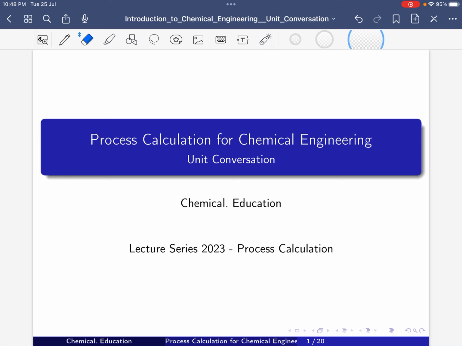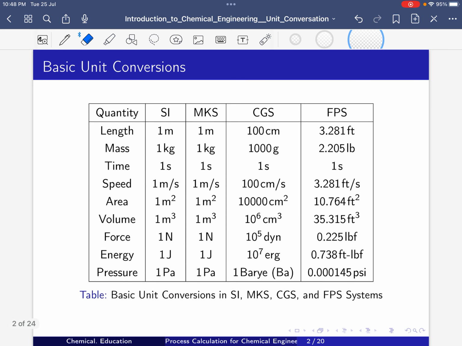Today I'll talk about unit conversion. That is also one topic of process calculation for chemical engineering. Last class I talked about different units for different systems. Now we need to remember the basic unit conversions.